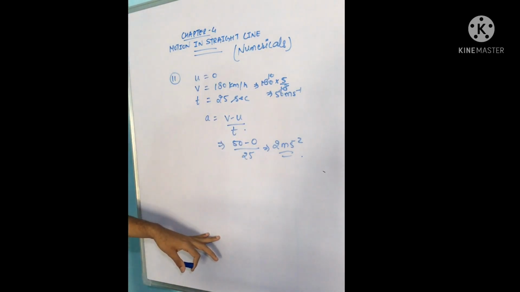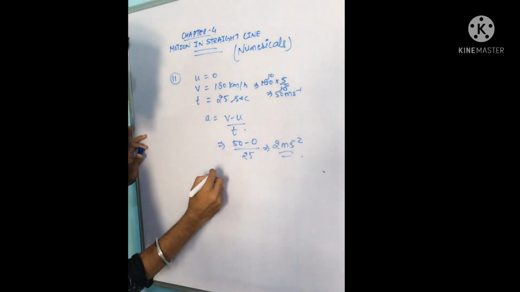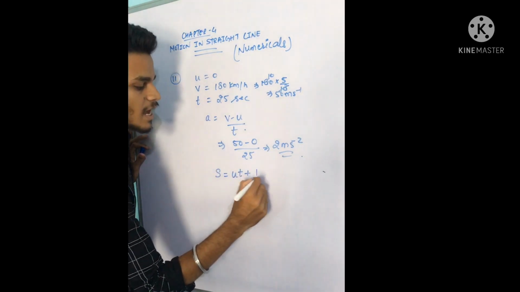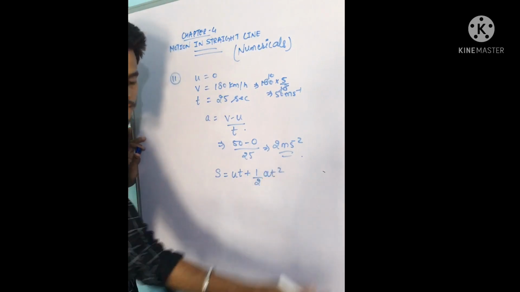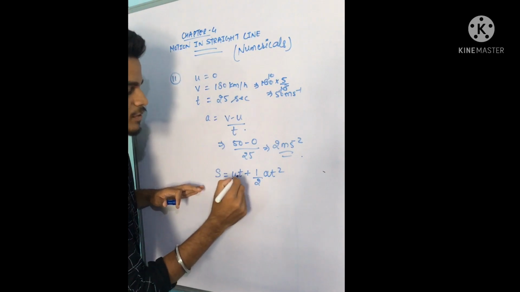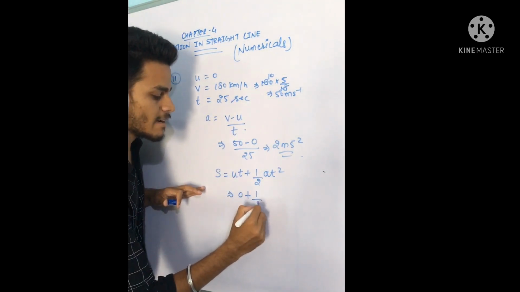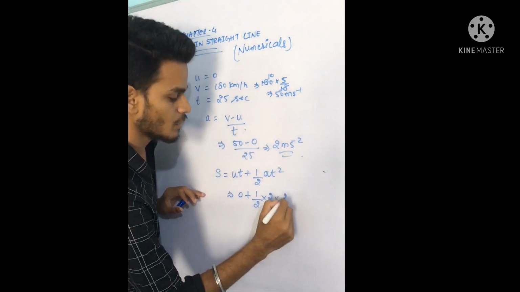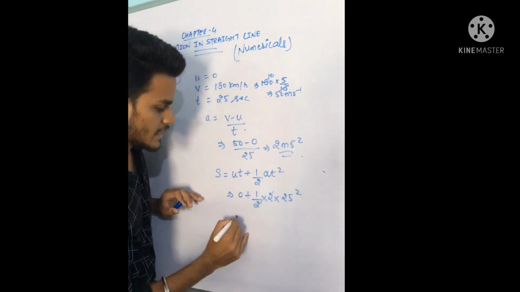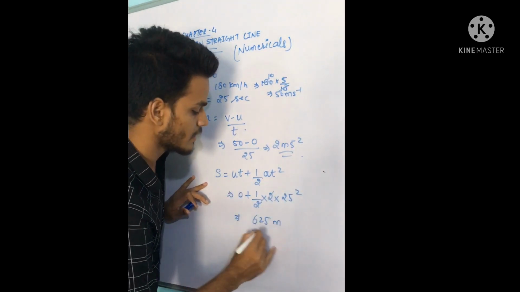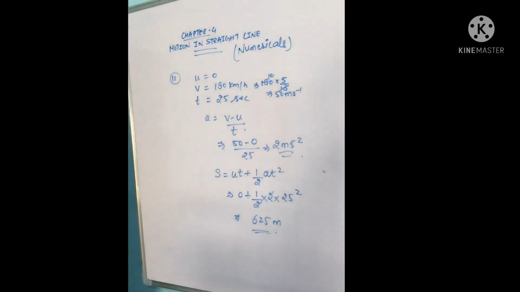Now we have to calculate the distance. To find distance, we use the formula s is equal to ut plus half at square. This is the second equation of motion. By using this formula, we will get the distance or displacement. U is 0, so this portion will be 0. Half, what is a? A here is 2, and what is t? t is 25. 25 square, the 2 cancels with half. 25 square is 625, and the unit of distance is meter. The answer is 625 meter. Is it clear? Very easy question.